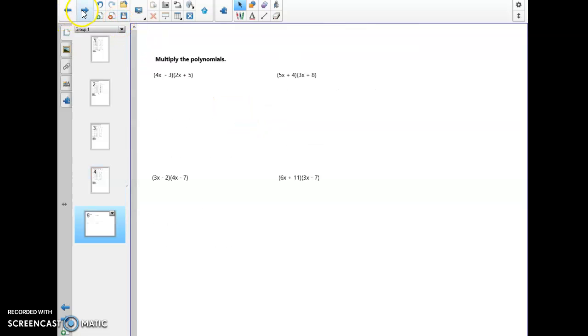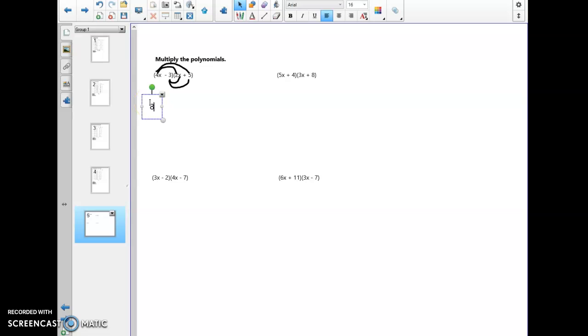Finally, we have foiling, which is first terms, outer terms, inner terms, last terms. So essentially, we're looking at this. First terms, outer terms, inner terms, last terms, and then we combine the middle term.